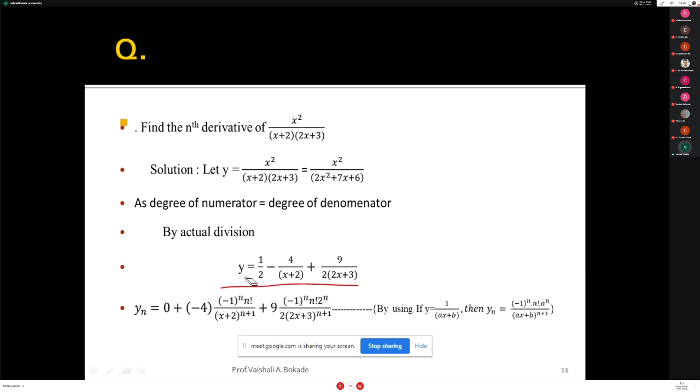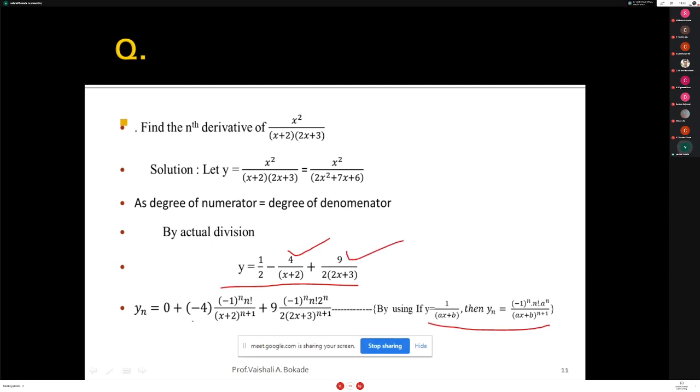So I am having the function as constant minus 4 upon x plus 2, plus 9 by 2, or 9 upon 2, into 2x plus 3, constant upon linear factors. For both the second and third terms, I am using the formula y is equal to 1 upon x plus b. I'm taking the nth derivative, using the same formula I used previously.